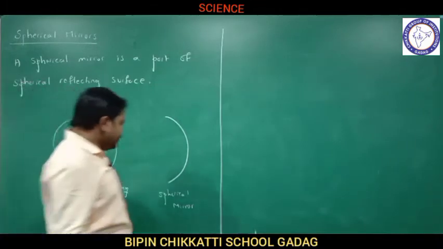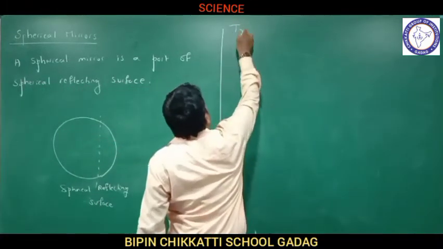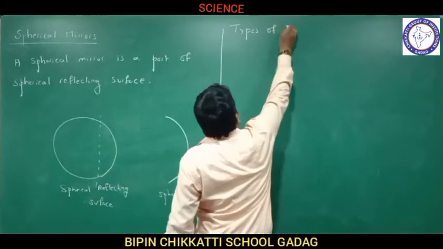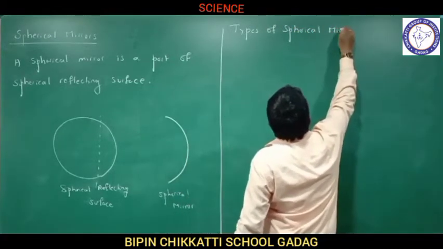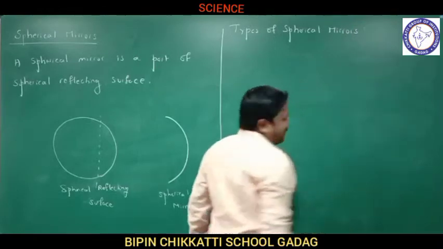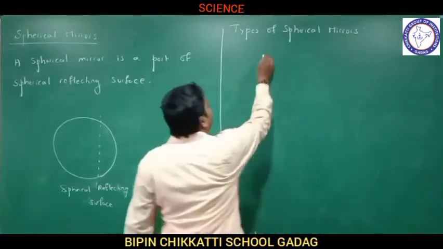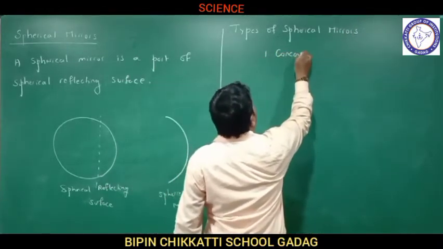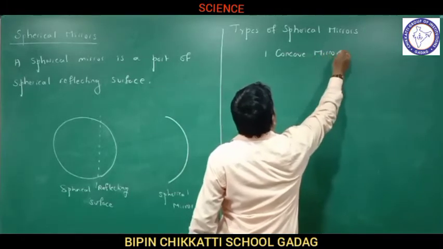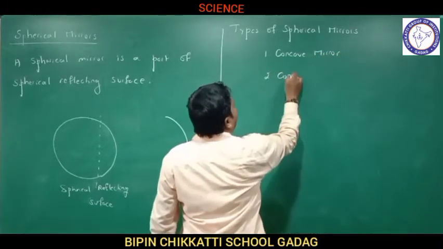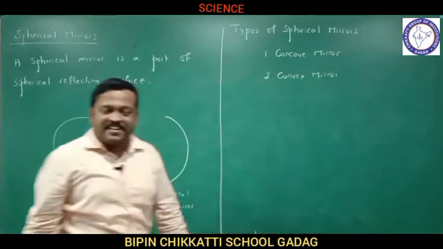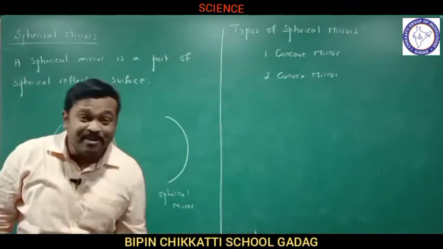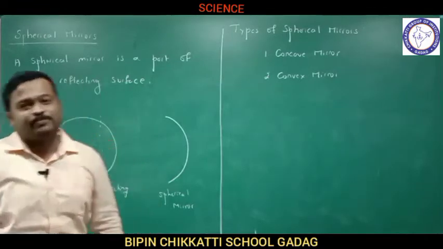Let me take what the types of spherical mirrors are. There are two types of spherical mirrors, right? The first one is the concave mirror, and the second one is the convex mirror, right? There are two types of mirrors, concave mirror and convex mirror.